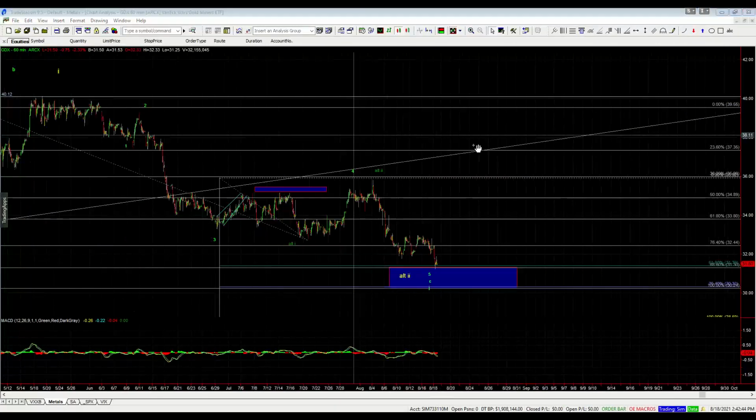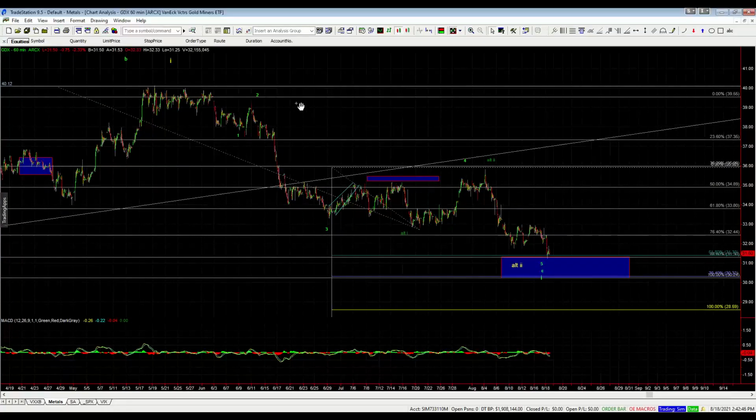The ideal support on the GDX, for this wave 1, 2, would have really been to hold the 76.4 retracement level here, and that didn't happen. We started to move below it. So with that being the case, we have to allow for a more bearish stance.